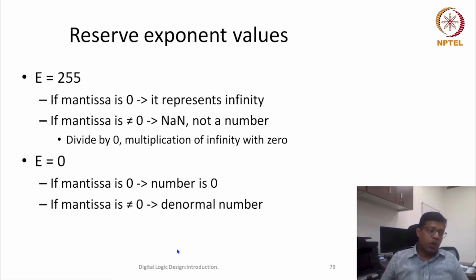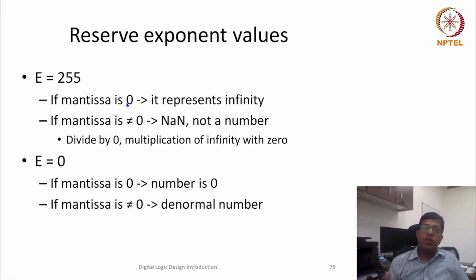So now we will talk about these reserved bits. We said that there are two reserved exponents, one is 255, another is 0. So when exponent is 255, that means all bits of my exponent are 1, we have seen in this converter also, and we have discussed a few minutes before that the number represents infinity. And it represents infinity only if mantissa is 0. So that means all bits of mantissa are 0, then only it represents infinity.